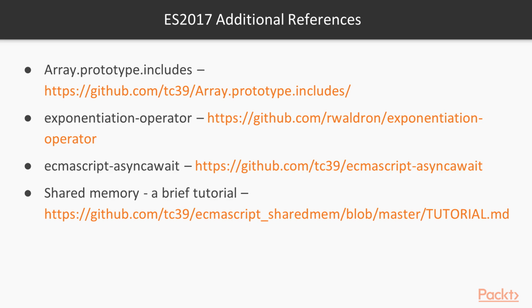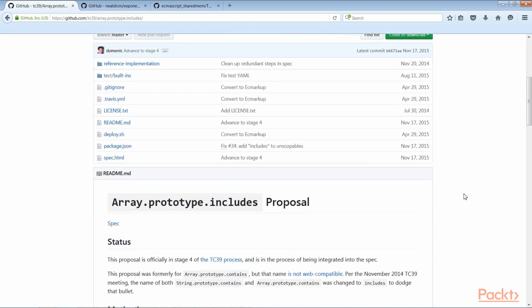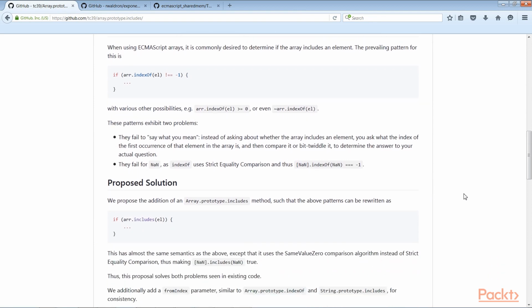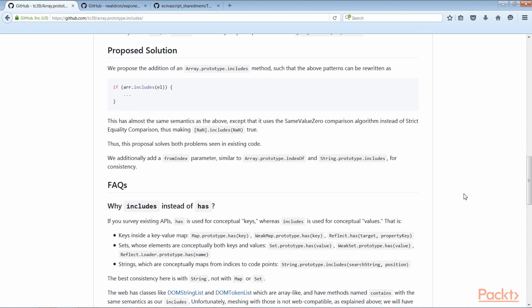Every feature in ECMAScript has a good coverage of documentation and in-depth explanation of the feature with examples in the TC39 GitHub page. Here are some of the examples of the feature and its documentation examples. When we look at the documentation of the array prototype feature, you should see the status of the feature, what was the motivation behind the feature being included, as well as explanations of the proposed solution. The FAQ section provides additional details about the feature as well.